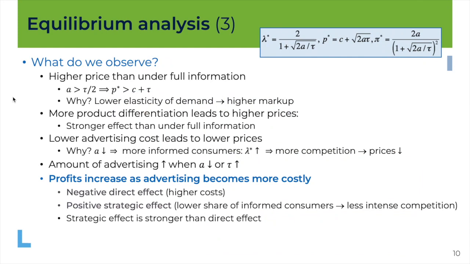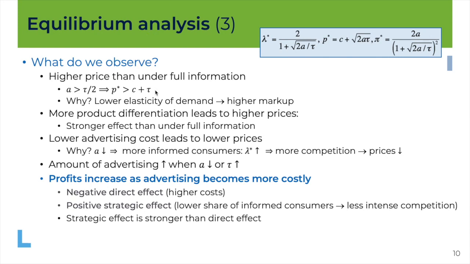What do we observe? First important result, we've got that prices are higher than under full information. Under the assumption that we need to make here that A is larger than tau over 2, we see that P star, the price chosen by the two firms, is larger than C plus tau. C plus tau, remember, is what you would obtain in the Hotelling model, where we assume that consumers are fully informed about the two products. So we already got this intuition.